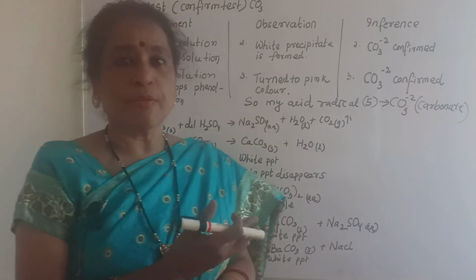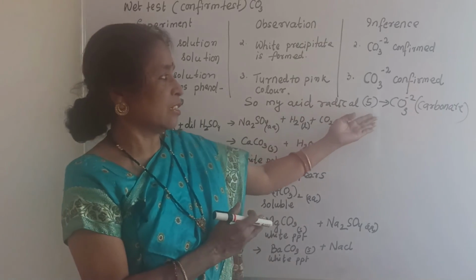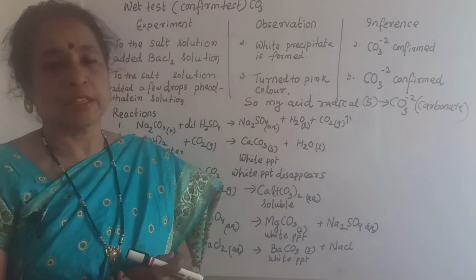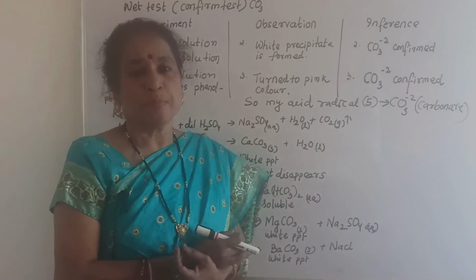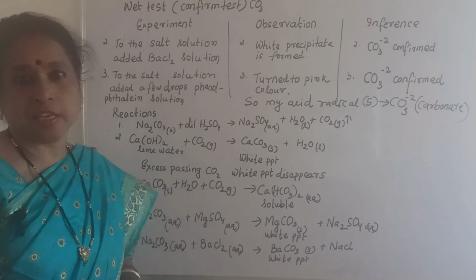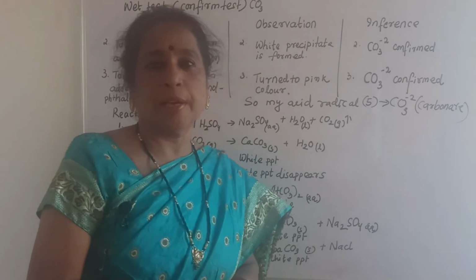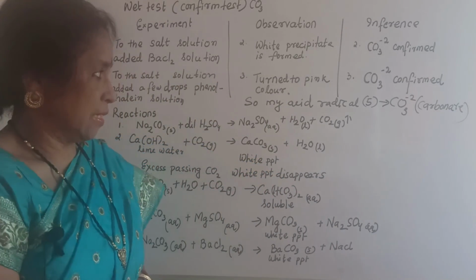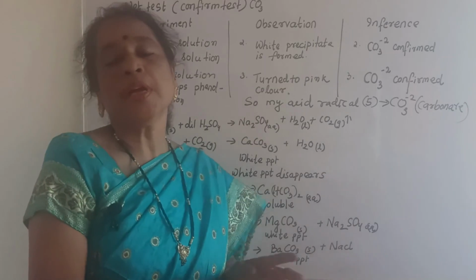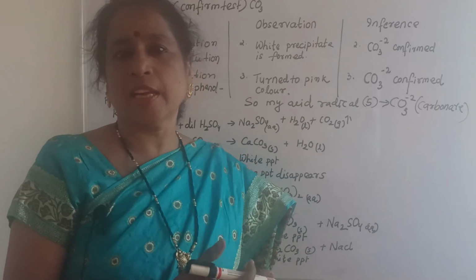The packet number 5 that was given to me has the salt with the acid radical carbonate, with the formula CO3 2-. I hope the unknown acid radical analysis of packet number 5 is clear to you, and it is carbonate, which I proved.